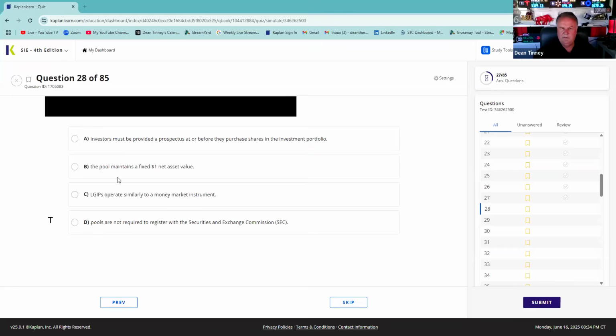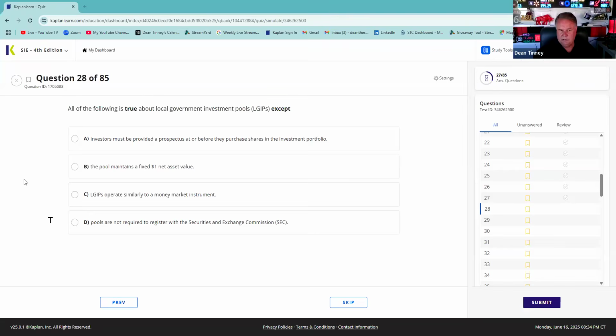You just read these statements. Yes. And then you go back to the question and say, oh, it's the except question. Okay. Right. So let's see. Liquid government investment pools are similar to money markets. Do you say that's true or false? I think it's true. That is indeed true.